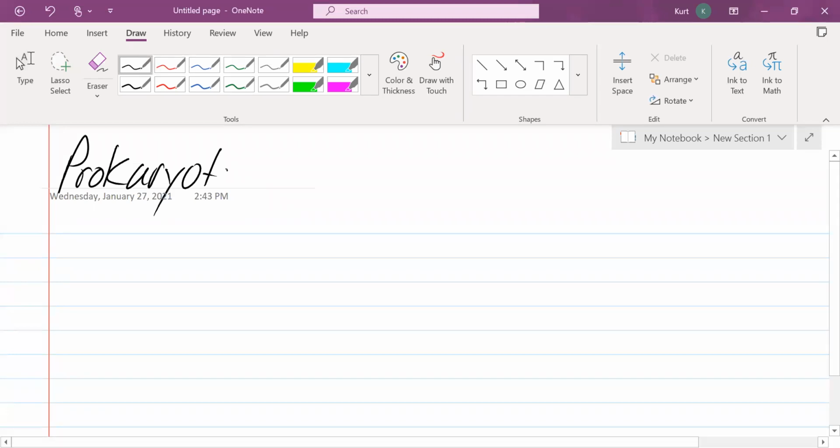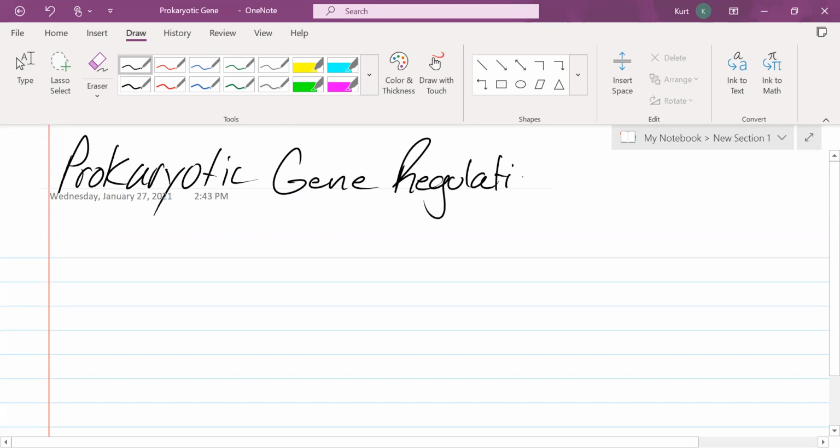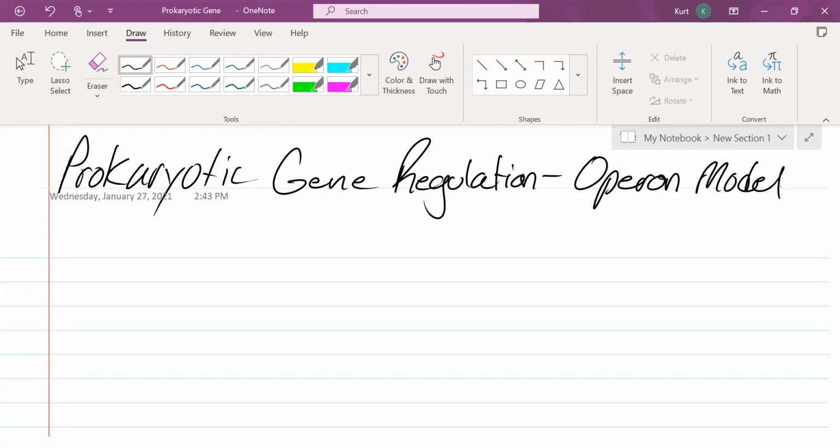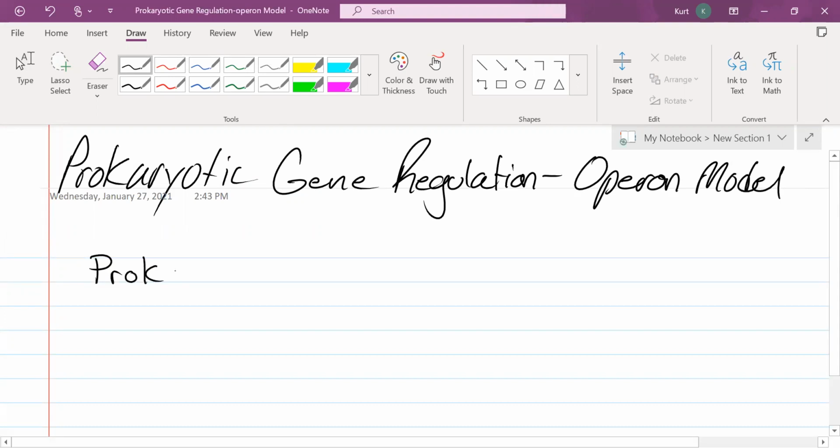Prokaryotic gene regulation. This is known as the Operon model. In this class, there are two different types of operons that you all need to know. We're going to start one of them today. The operon is found in prokaryotes only. So let's go over a few things that you may have forgotten about prokaryotes.